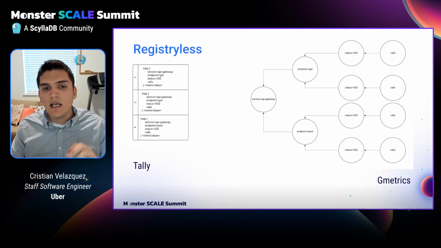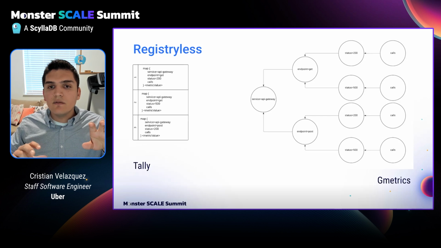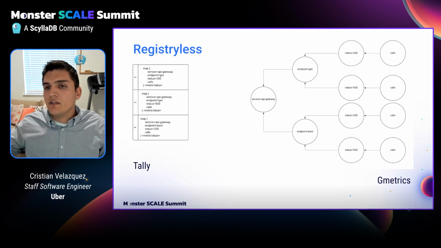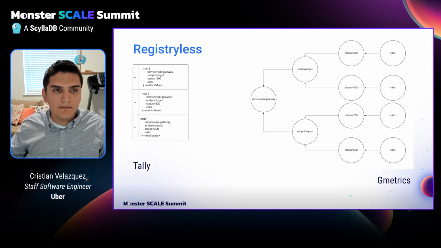In Gmetrics world, we do it a little bit differently. We start with a root node, which is API Gateway. As soon as we need to keep adding more information, like the endpoint GET, we create another node and link it to the parent. So this becomes kind of a graph, and your leaf nodes are going to be the metric name. Eventually you use a reporter to increment this metric.